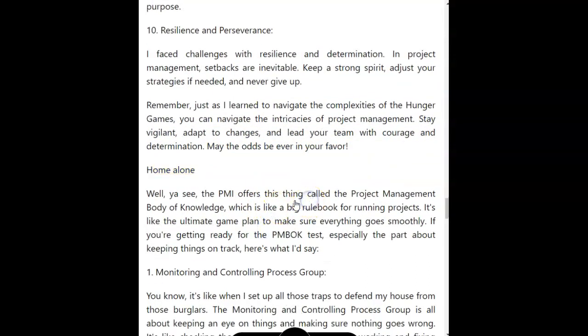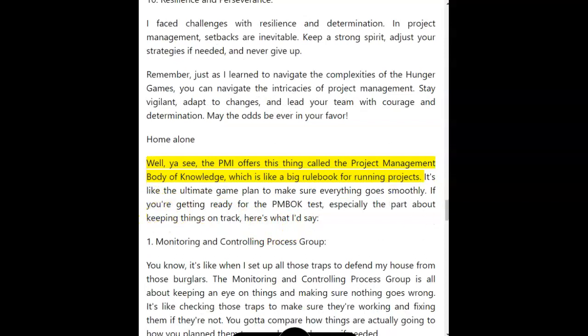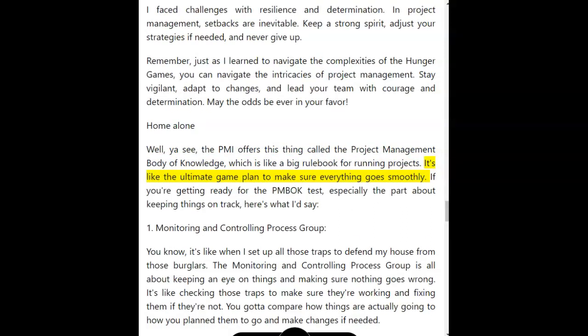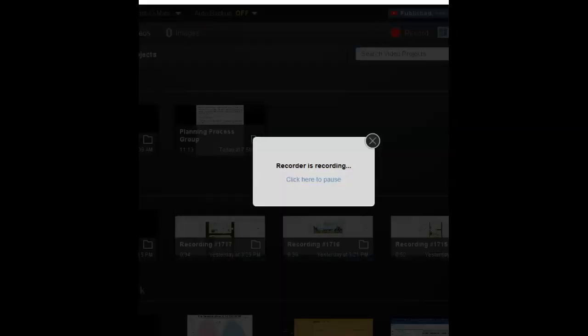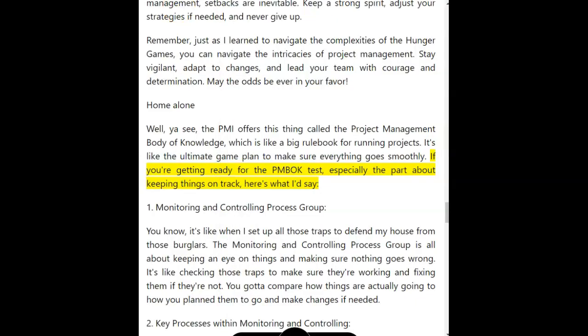Home Alone. Well, yeah, see, the PMI offers this thing called the Project Management Body of Knowledge, which is like a big rulebook for running projects. It's like the ultimate game plan to make sure everything goes smoothly. If you're getting ready for the PMBOK test, especially the part about keeping things on track, here's what I'd say.